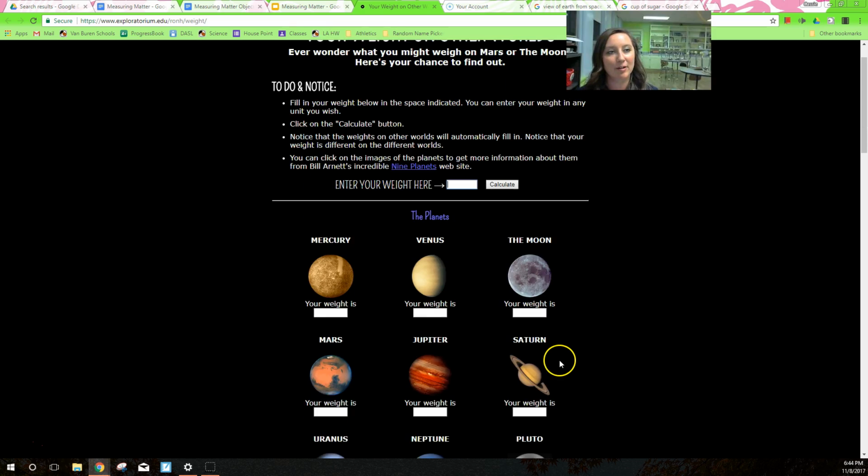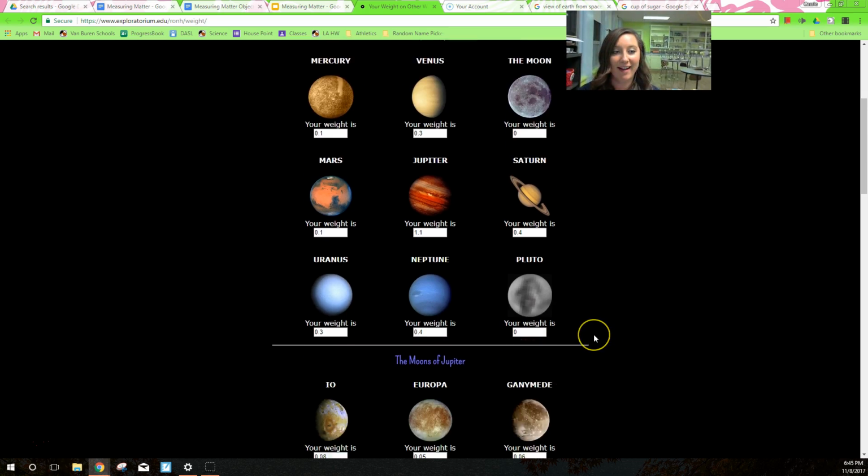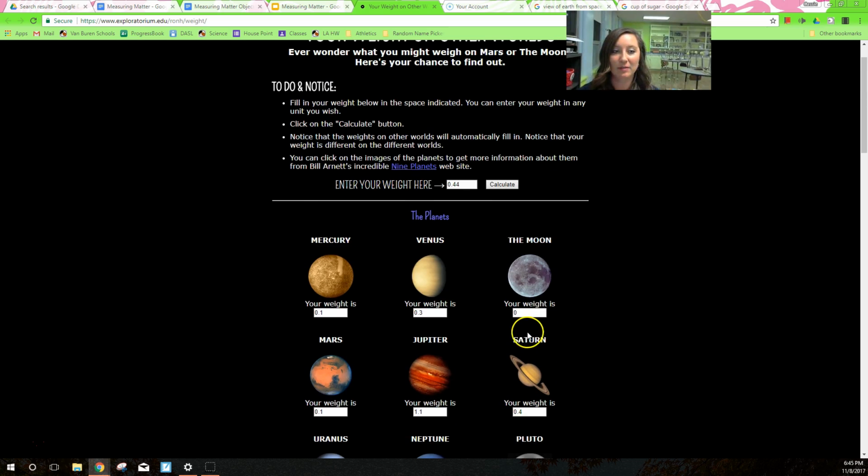Or if you want to think about a cup of sugar, okay? So 1 cup of sugar is going to actually only weigh 0.44 pounds. So if we put that in there, then you could actually see how the weight would change for our cup of sugar on other planets, which it's going to be difficult to measure out a cup of sugar on the moon because it's saying that the weight would be 0. So you guys can mess around here.